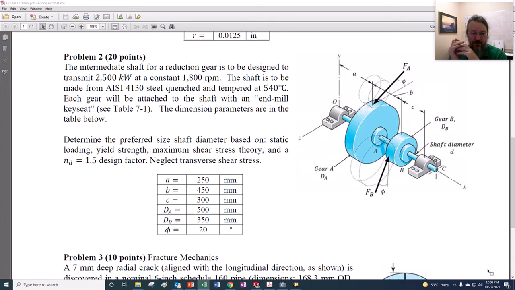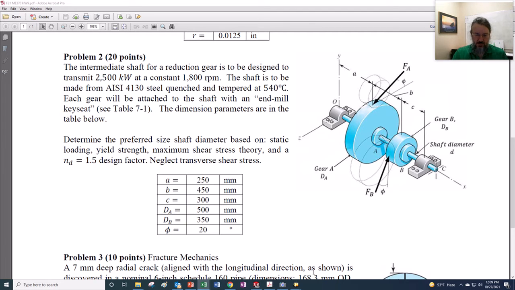In each gear, we'll have the shaft attached with an end mill seat. We need to look at the stress concentration due to that. The dimensions are in the table below, and we want to design the shaft diameter for static loading based on yield strength and the maximum shear stress theory with a design factor of 1.5. And we can neglect transverse shear.